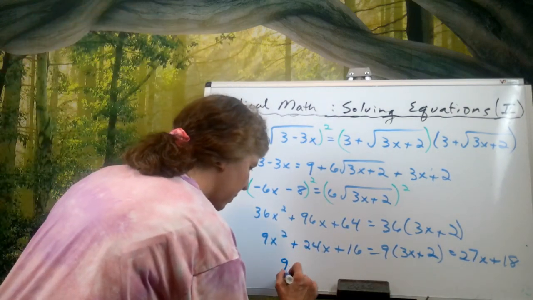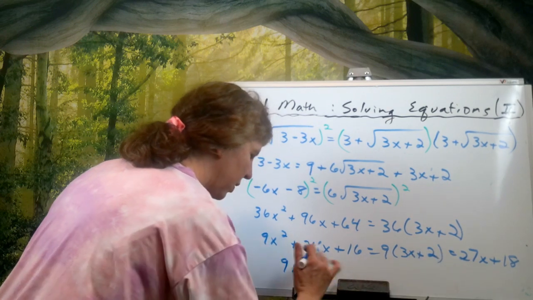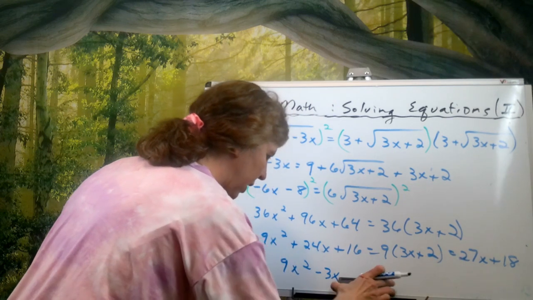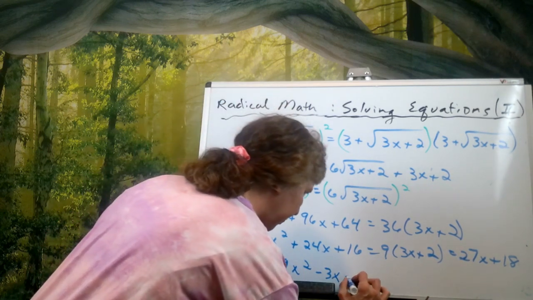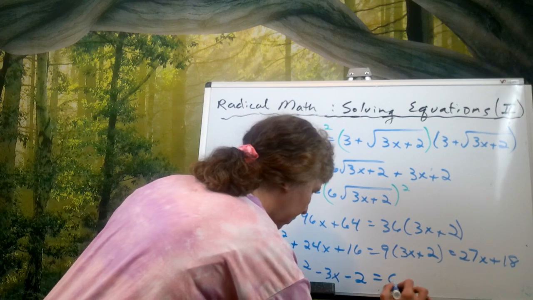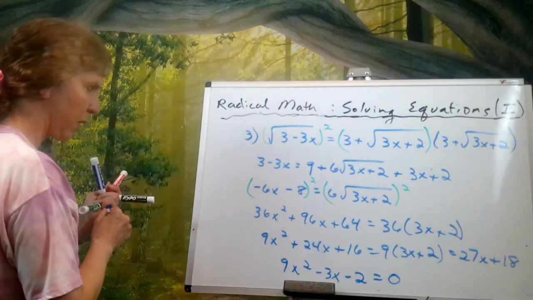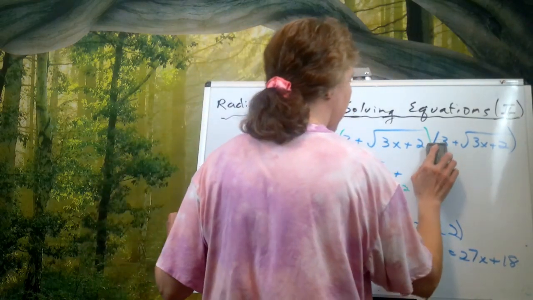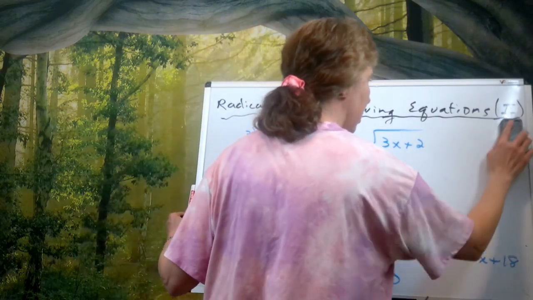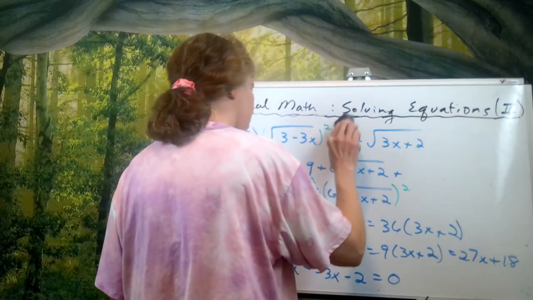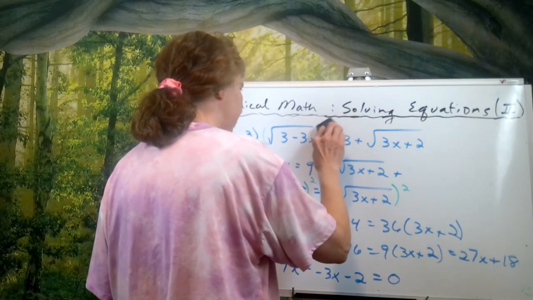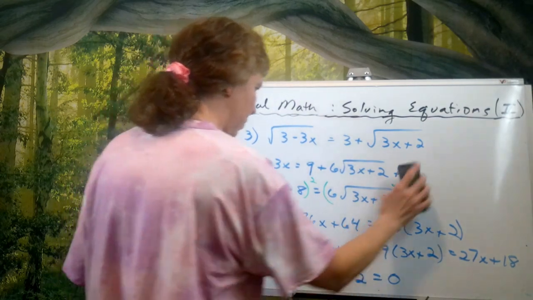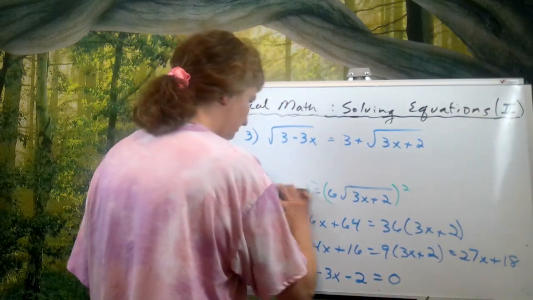Okay. Now, like I said before, I'm going to subtract to keep this guy positive. That'll give me 9x squared. Subtracting the 27x is minus 3x. And subtracting the 18 is minus 2 equals 0. And again, I'm going to run out of room, so I'm going to go back and erase some of this, again keeping my original equation so that I can check it for extraneous roots after.